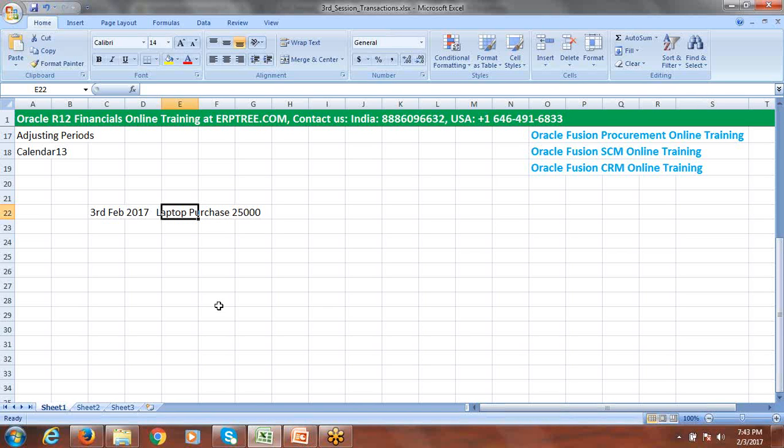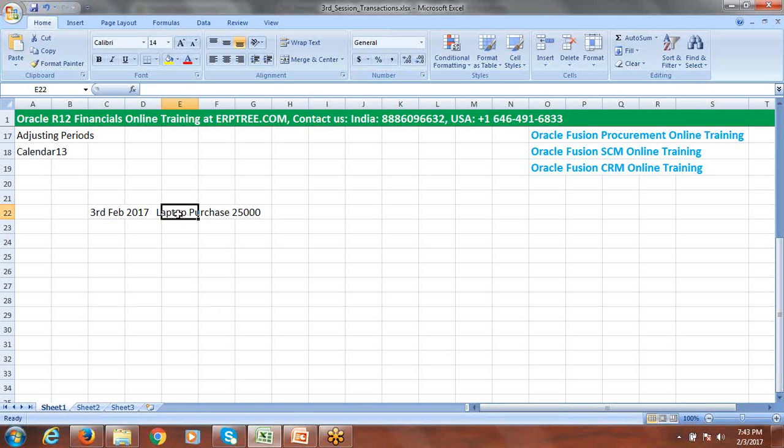So when we write the description details of the transaction, it is not very meaningful. We are writing laptop purchase, but we are not writing for which company we purchased, or for which department. So you have to write the detailed information when you are recording transactions: which company, which department. All the information you have to mention, including the account.